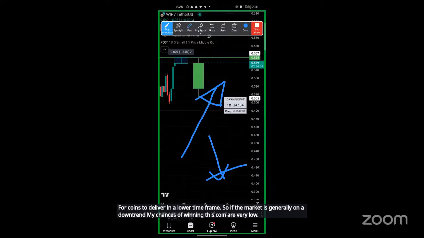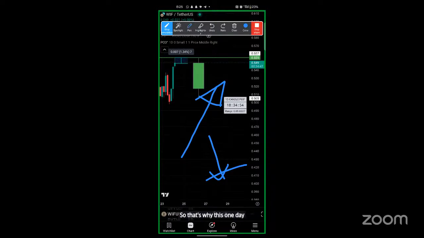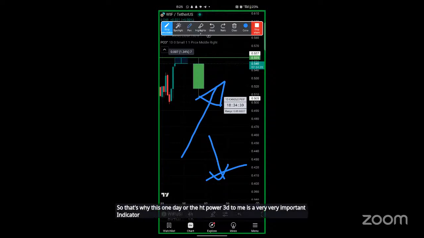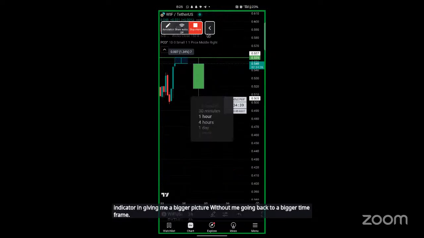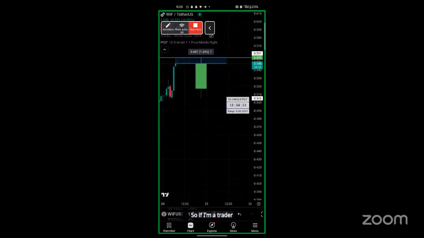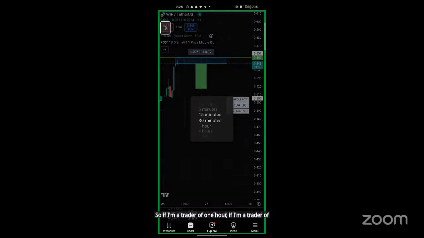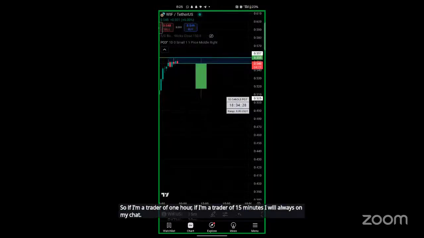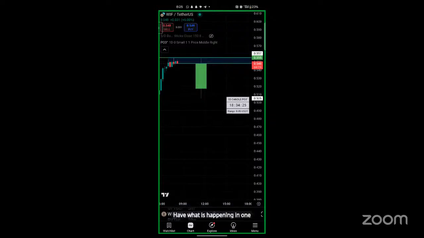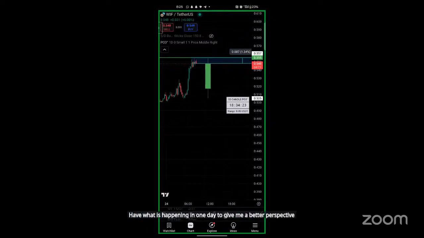So that's why this 1 day or the HT power of 3 to me is a very, very important indicator in giving me a bigger picture without me going back to a bigger time frame. So if I'm a trader of one hour, if I'm a trader of 15 minutes, I will always have on my chart what is happening in 1 day to give me a better perspective of the market. Does that make sense? Let me know.